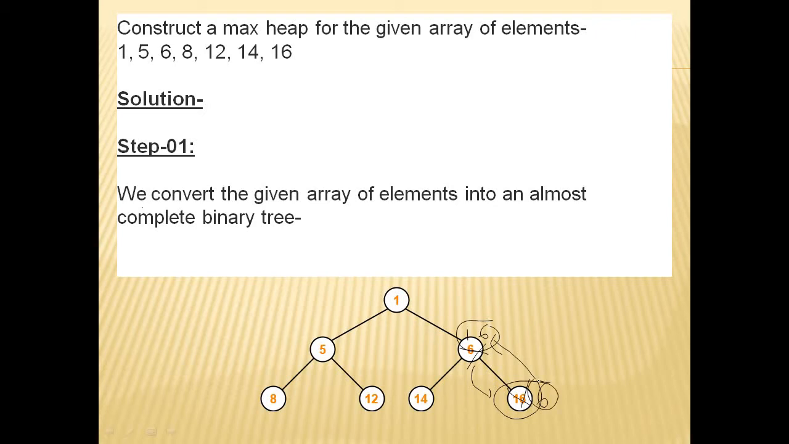The same thing will go with the left side. Here we identified 12 is the highest value. So simply we go with swapping. So after swapping, 12 will come here and 5 will come here. So subtrees are completed. Then we go with the main one.